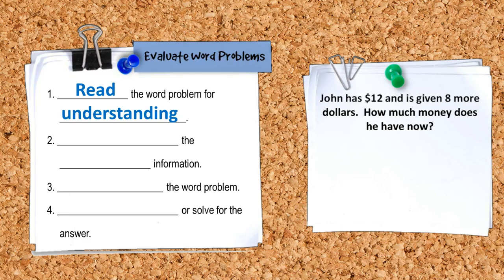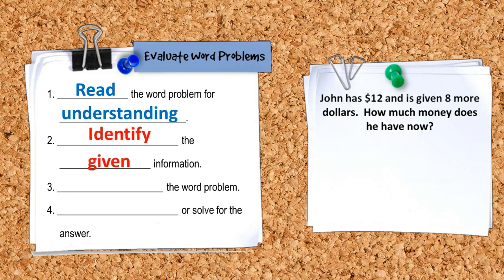John has $12 and is given $8 more. How much money does he have now? Try summarizing it to yourself. Well, John has $12. He's going to get 8 more. To me, that sounds like addition. I'm putting more together. I'm putting two different values together.